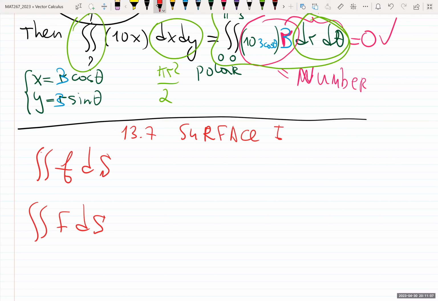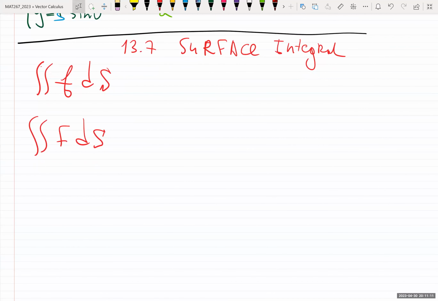Surface integrals, and we have surface area. Remember that we also have surface area, right? So you need to remember all of that. Lots of formulas, unfortunately.